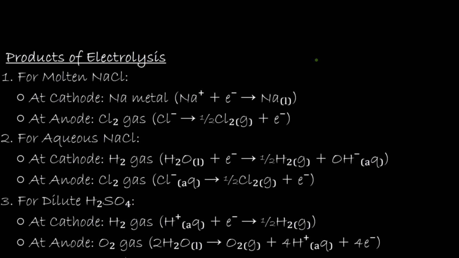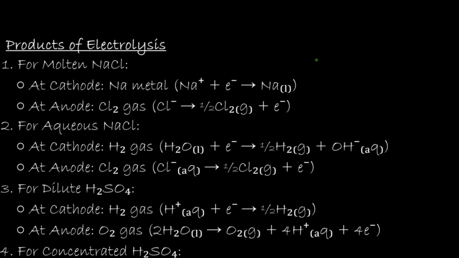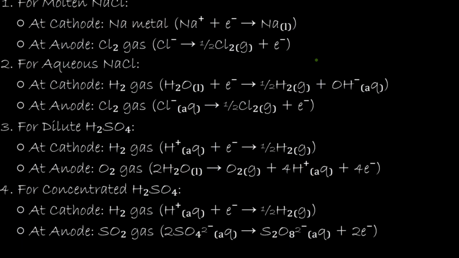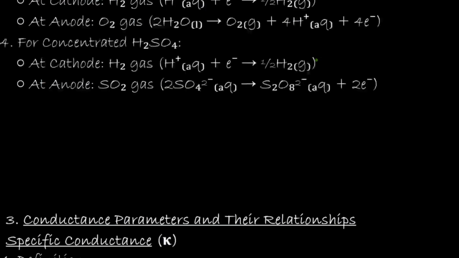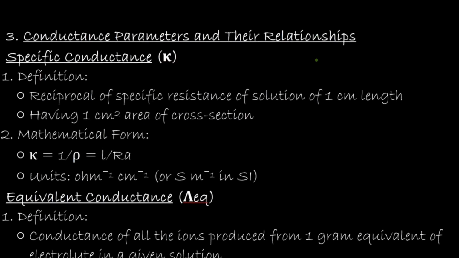Then products of electrolysis. The first one, molten NaCl, you can see the anode and cathode reactions over here. For aqueous NaCl, what are the anodic and cathodic parts? These can be asked as questions. For dilute H2SO4 and concentrated H2SO4, how it is getting dissociated. Okay, so these are important. Then we are moving on to the conductance parameters.